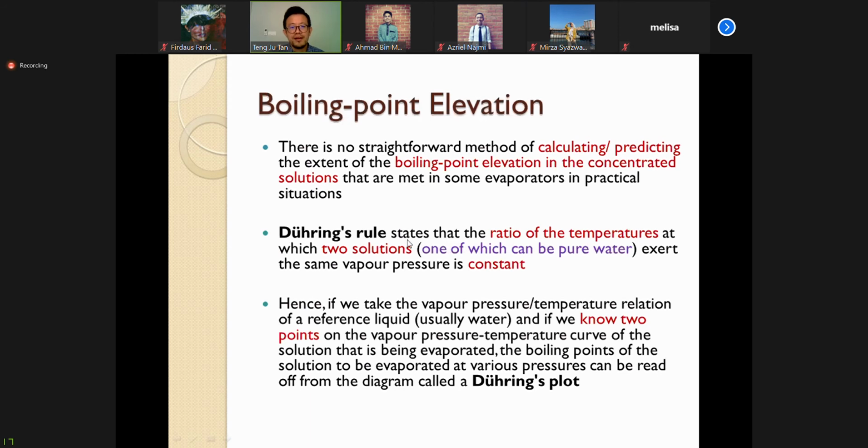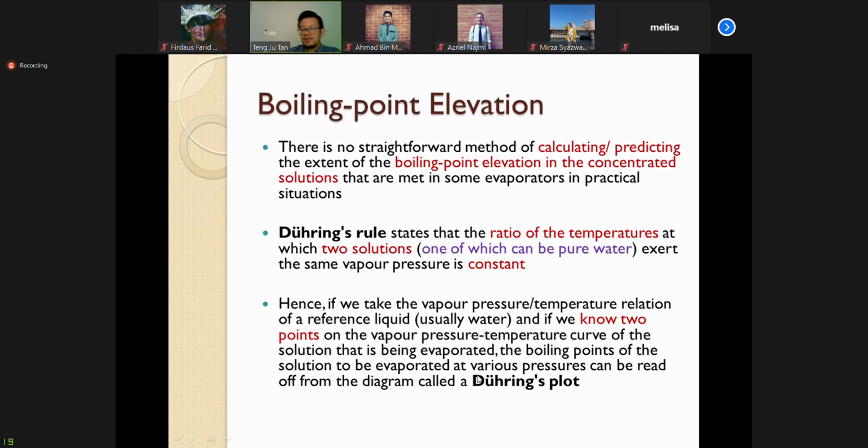So the Duhring's rule states that the ratio of the temperatures at which two solutions, usually one reference solution, which will be pure water, exert the same vapor pressure is constant. Hence, when we take the vapor pressure temperature relations of a reference liquid, and if we know two points on the vapor pressure temperature curve of the solution, we just need two points, that is being evaporated, the boiling points of the solutions to be evaporated at various pressures can be read off from the diagram called a Duhring plot.